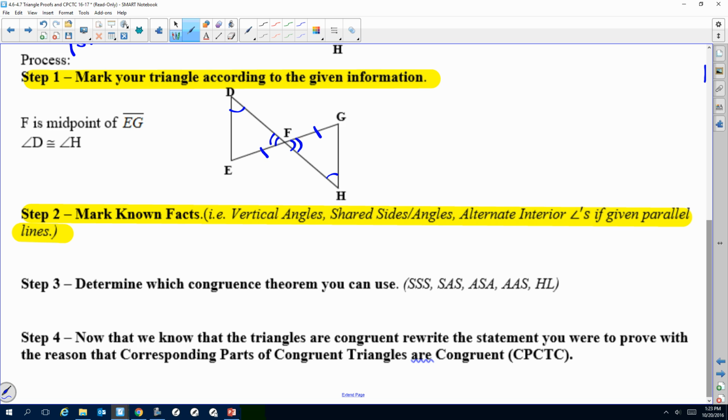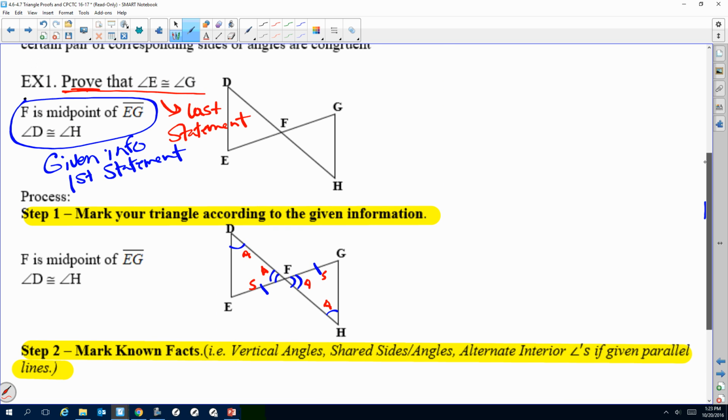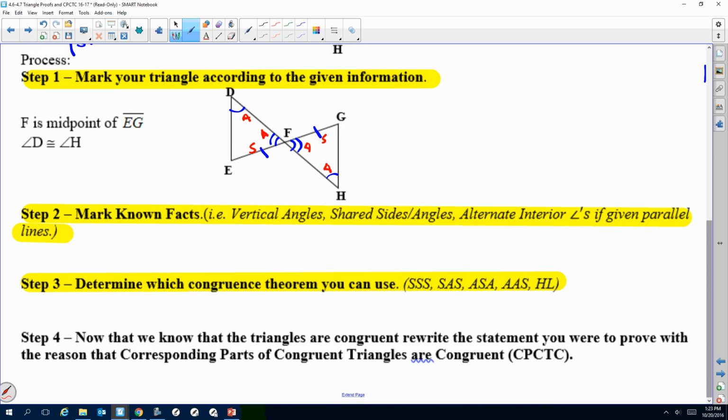The third step, after you get everything marked, you're going to determine which congruency theorem you could use. Are these triangles congruent? Which theorem? Yeah, because we have an angle, and a side included in that angle. Angle, side. All right, so what we're trying to prove, remember, is angle E is congruent to angle G. That's our last statement. Before I can get to the last statement, I must prove that the triangles are congruent.